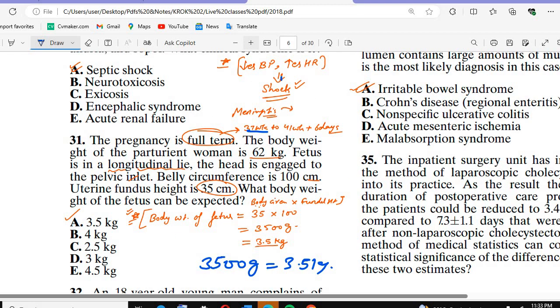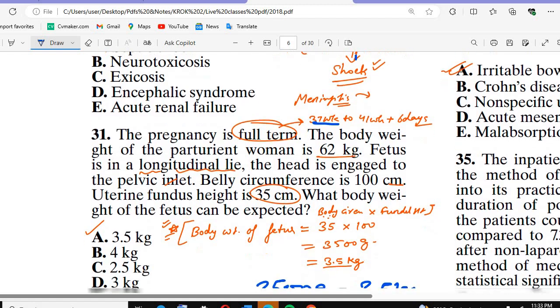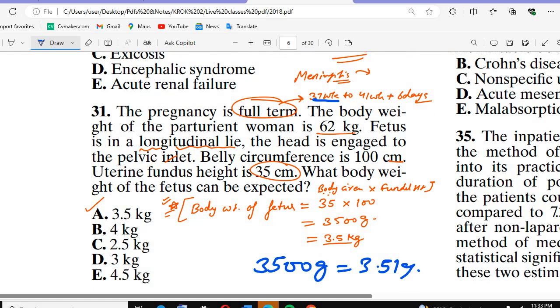Okay, write it down. The body weight of the fetus equals the belly circumference multiplied by the fundal height, and that is what? 3500 grams, and in kg, it will be 3.5 kg.